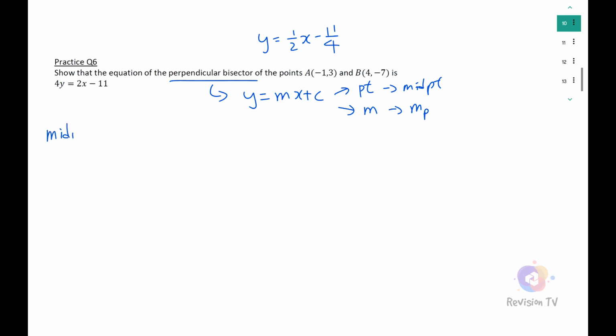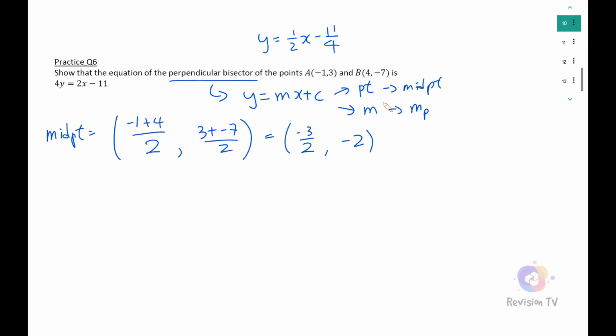To work out the midpoint, we do minus 1 plus 4, half it, because we do the x, add them up together, and half it. Do the same for y, 3 plus minus 7, half it. Minus 1 plus 4 is minus 3, so minus 3 over 2. 3 plus minus 7 is negative 4. Negative 4 over 2 is negative 2. So that's the first thing. Oh, actually, it should be positive, my bad, I made a mistake. Minus 1 plus 4 is positive, 3 over 2. Might be easier if I write it in decimal. Up to you.